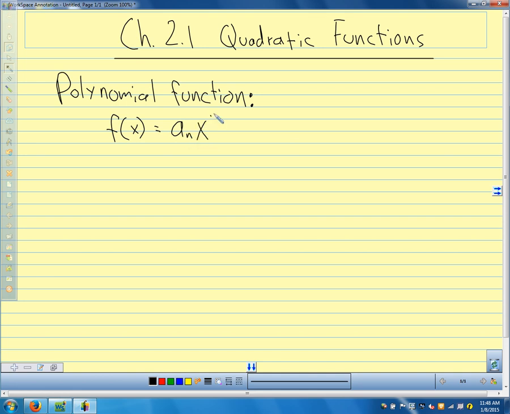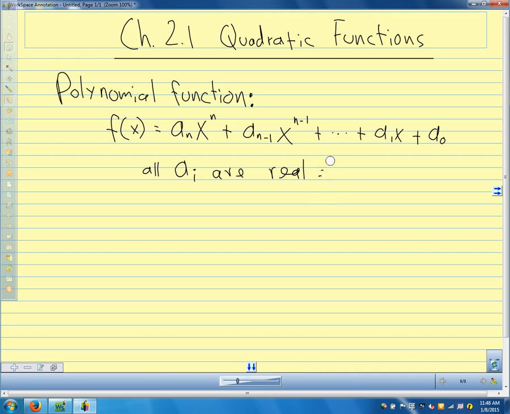a sub n, x to the n, plus a sub n minus 1, x to the n minus 1, plus dot dot dot, plus a sub 1 x, plus a sub 0. So we have all these numbers in front and powers of x. And for a polynomial, we're going to say that all of these a sub i's are real numbers. Things get really interesting when you let the a's be complex numbers, but we're just talking about real numbers. And n is a non-negative integer.